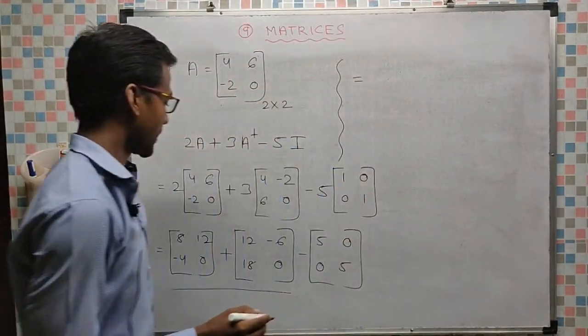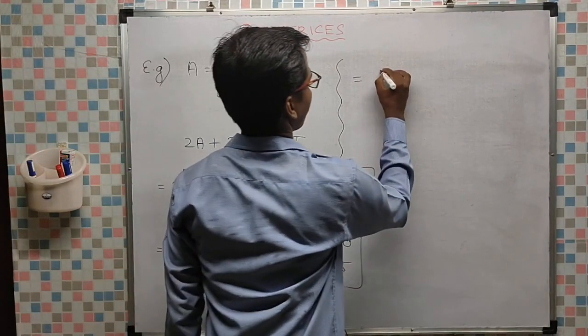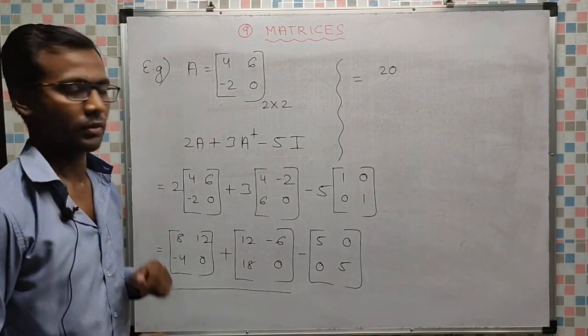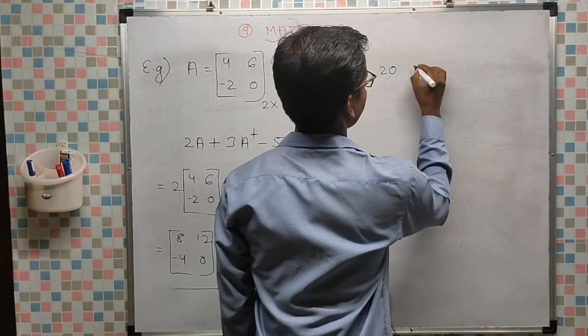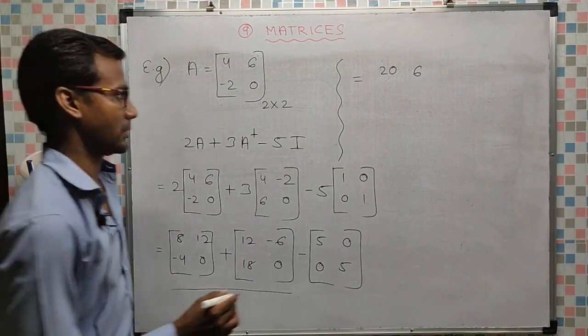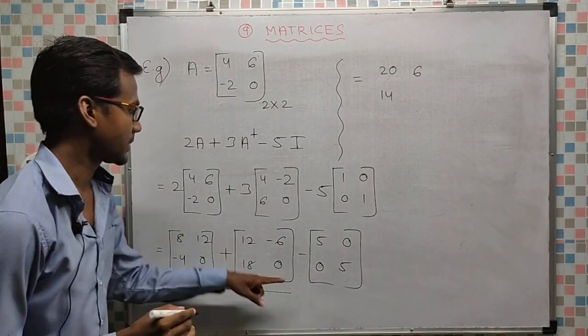That is equal to, let us add the corresponding elements. 8 plus 12 is 20. 12 plus minus 6 means 12 minus 6, which is 6. Minus 4 plus 18 is 14. 0 plus 0 is 0.